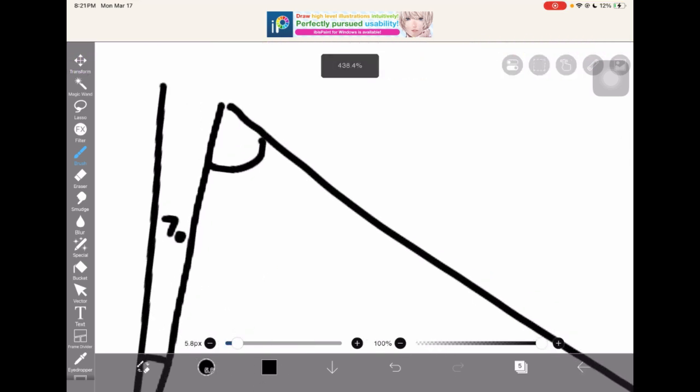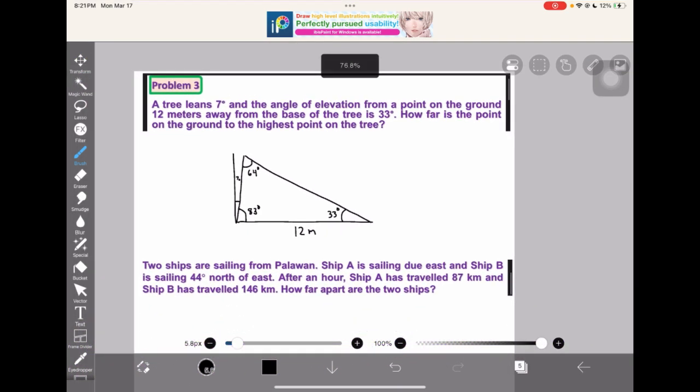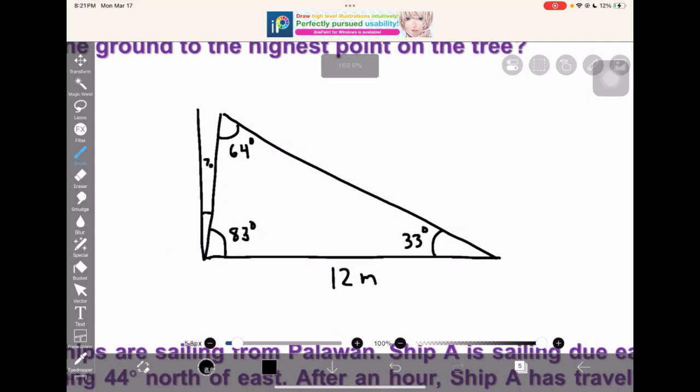Is that correct? Okay, yeah, that is correct. So, for now, I want you to observe for a bit, and let's see how you think we can solve this.